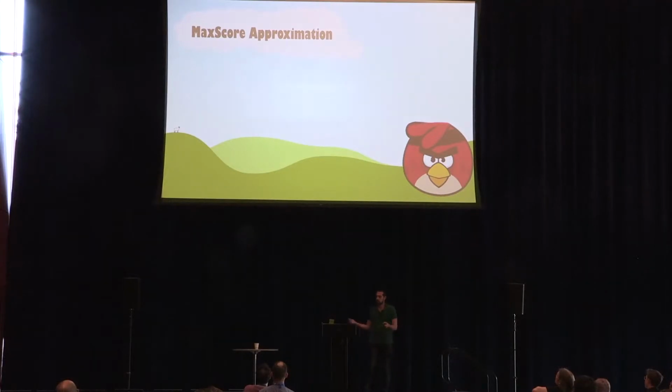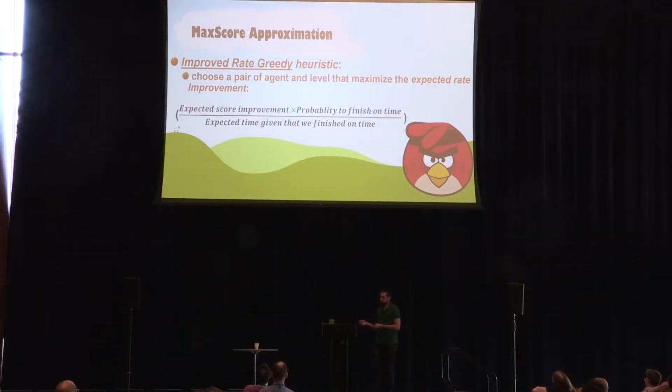So we have our heuristic, which is called the improved rate greedy heuristic, which basically means that we need to choose a pair of agent and level that maximize the expected rate of improvement, where the expected rate of improvement is the expected score improvement. How much do we believe that the agent will improve the score of the level, times the probability we will actually finish on time, divided by the expected time it took him, given that he finished on time. So basically what we want to do is to maximize the slope.